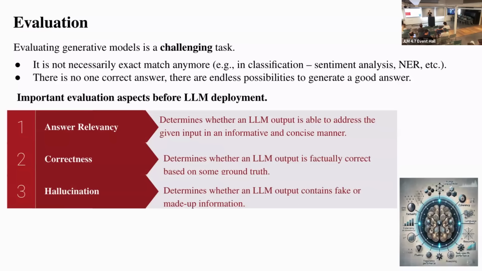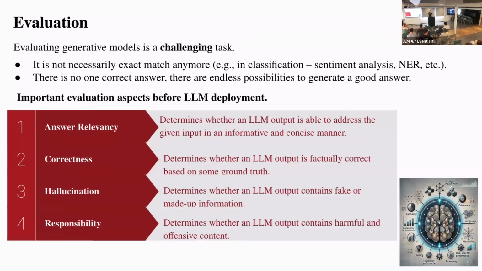So we want our LLM output to be factually correct according to some reference. The next thing is hallucination, which determines whether an LLM output contains fake or made up information. This is a bit similar to correctness. But in correctness, I think we're talking about specific details. For example, for the question, who is the first president of the USA, if the answer is another person, not Washington, this is an incorrect detail. But hallucination is like totally making up a new story which does not exist. So this is a bigger phenomenon.